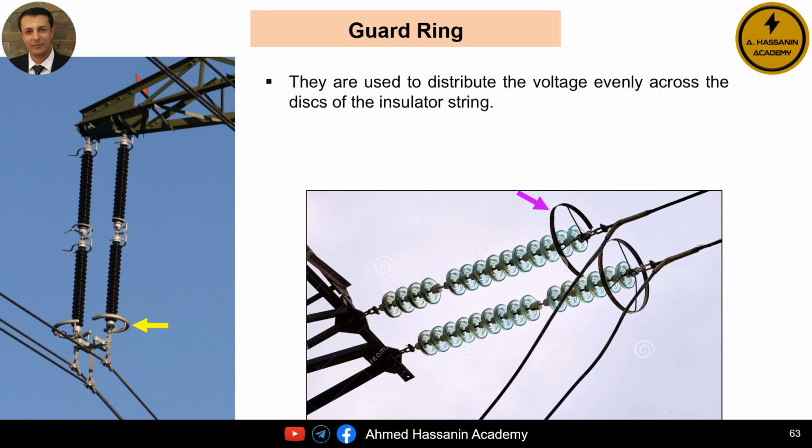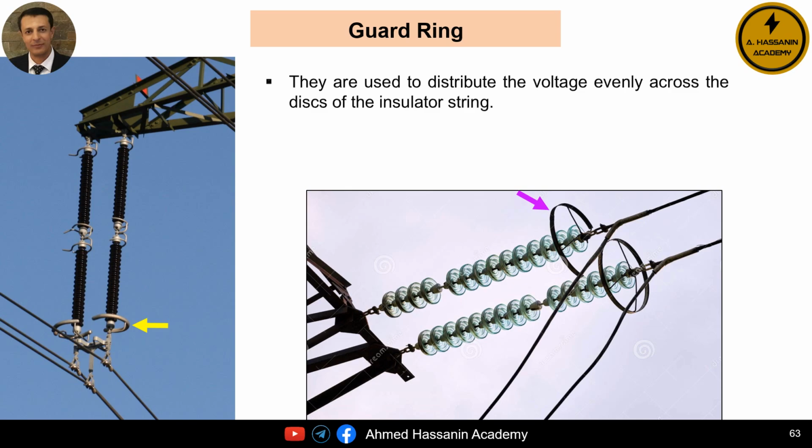A noticeable issue arises from this structure, which is the unequal capacitance or unequal voltage distribution across the discs of the insulator string. Specifically, the disc closest to the conductor is subjected to the highest voltage or electrical stress, while the discs farther from the conductor are subjected to lower voltages. This leads to a non-uniform voltage distribution along the insulator string.